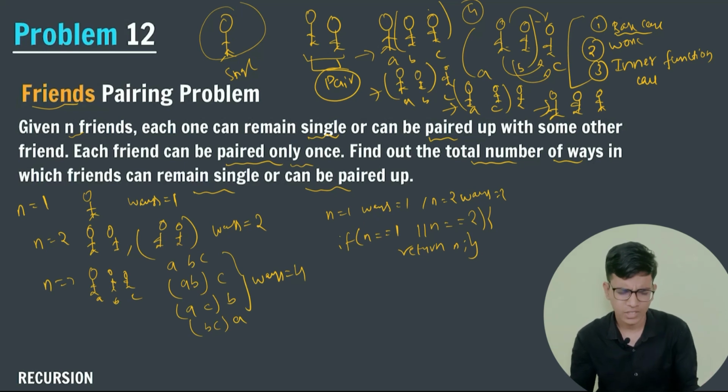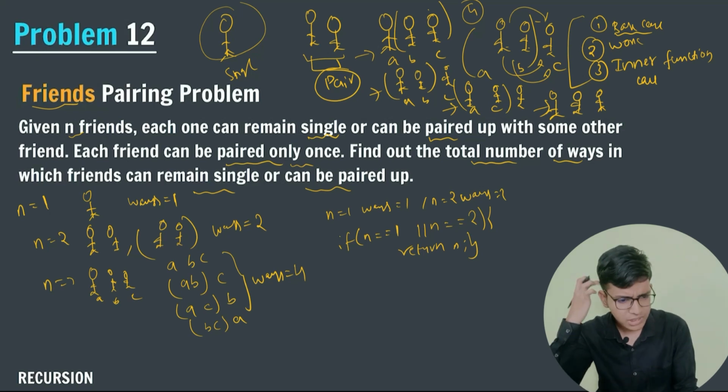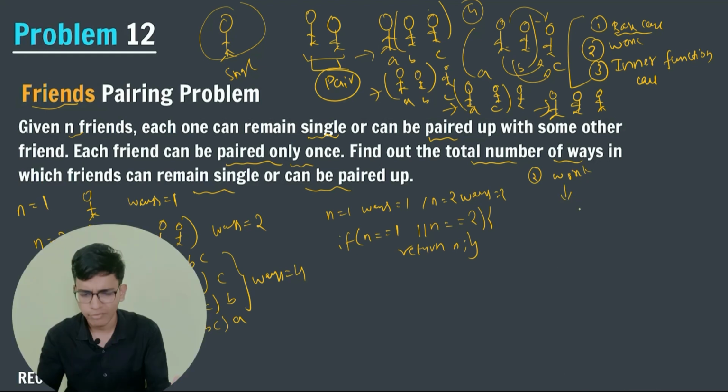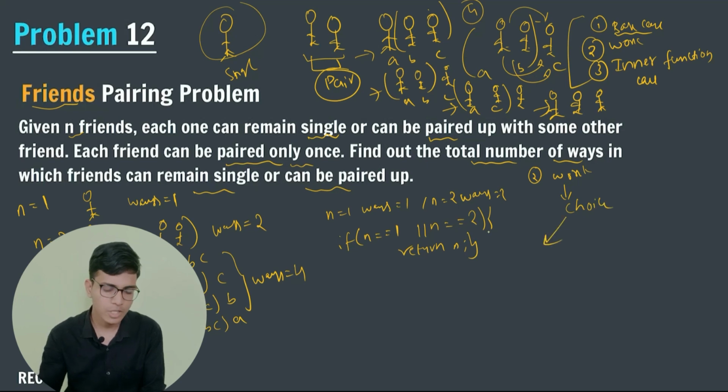By just taking small assumptions or a small sample size, I am able to find my base case. After that, the second thing is the work. I need to define my work. So the work is, at every iteration or at every recursion call, I am making a choice. I'm making a choice, right?